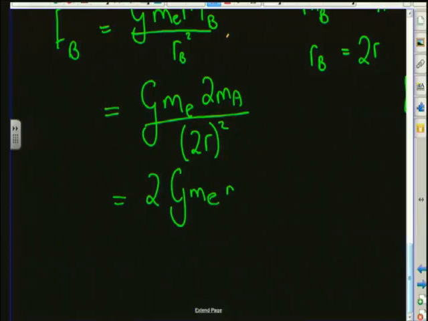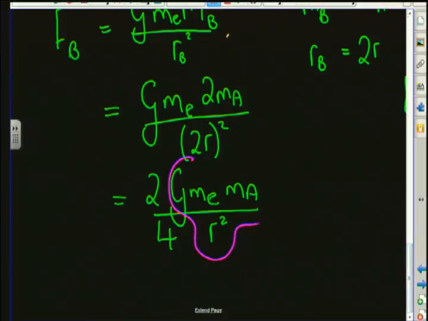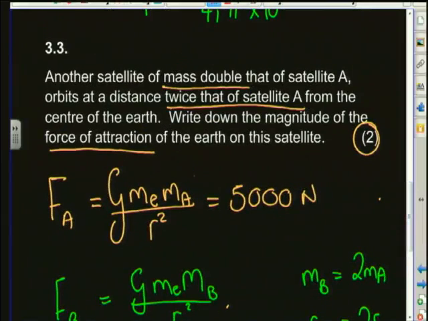What I'm going to do now, and that's a math trick, is take the constants and put them in front. So this is 2G ME MA over 2 squared, which is 4 R squared. Hopefully someone is screaming at the TV and going, I recognize something. Of course you do. That is 5,000. It's the same as my original.